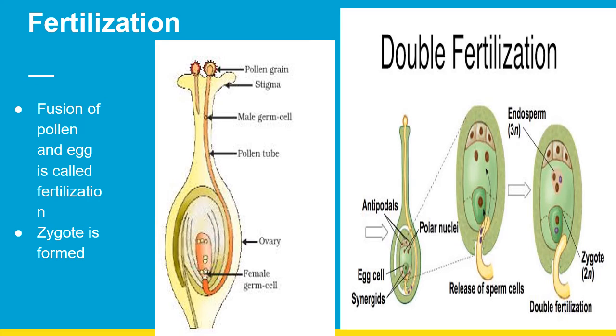So as a result, what takes place? These things move throughout the style and then enter through the micropylar end into the ovary or the ovule, where female germ cells are present. The fusion of the male gamete and the female germ cells takes place, resulting in the zygote formation. And in such plants, double fertilization takes place. That is, when one male germ cell fuses with the egg cell, and another germ cell fuses with the polar nuclei, it forms endosperm as well as zygote, which results in double fertilization.